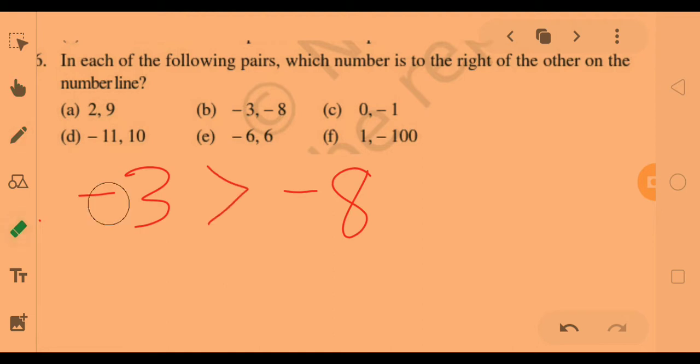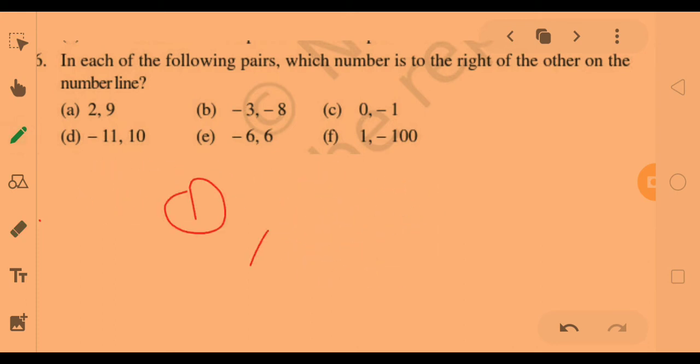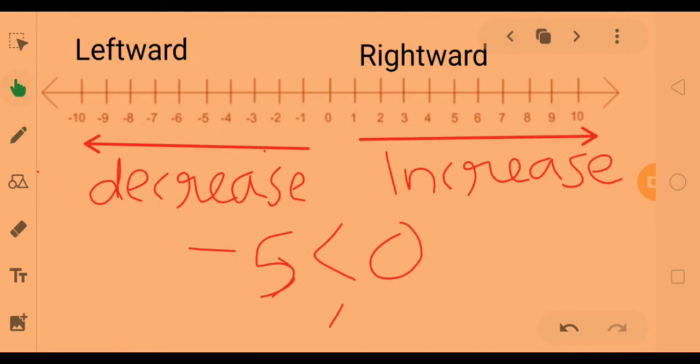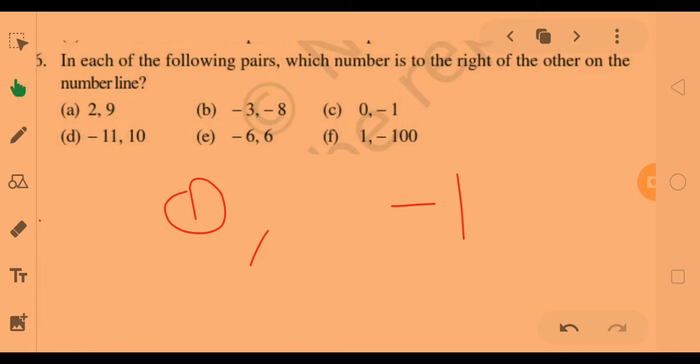See the next pair, 0 and -1. Again you can look at the number line to see which integer is on the right side. 0 is on the right side and -1 is on the left side. So the right side integer is larger. So we can write 0 is greater than -1.